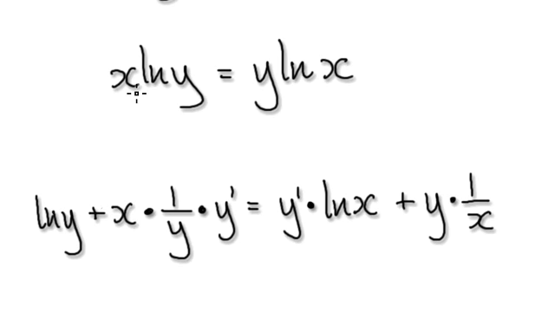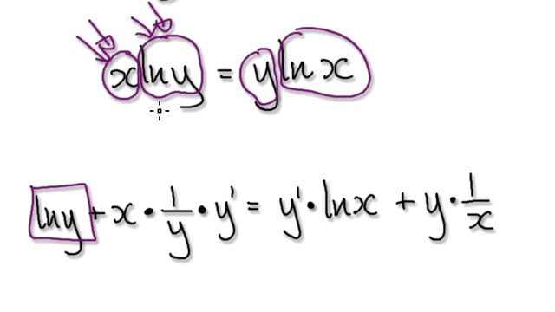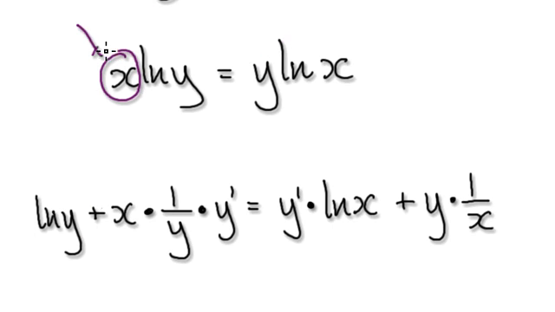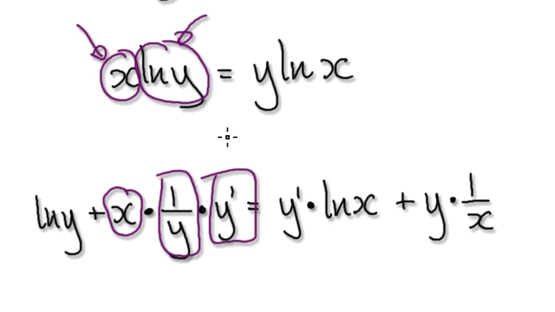Bear in mind that you've got to use the product rule on this side, and then you've got to use the product rule on this side here. The product rule is differentiate this, leave this the same. So differentiate x, that would be 1, and then 1 times this thing here. That's the first part of the product rule. And then the second part is to leave this the same, and then differentiate this. When you differentiate this, it will be 1 over y times y prime, because y here is a function of x.